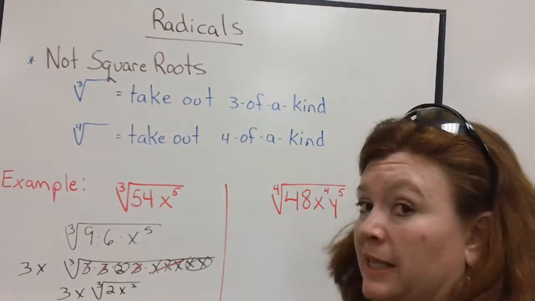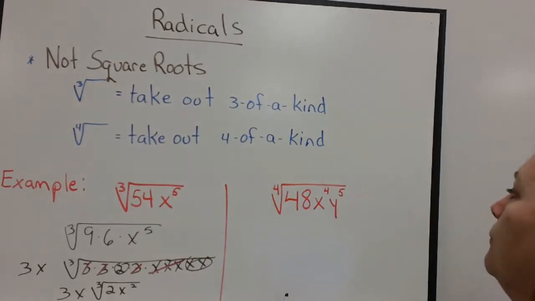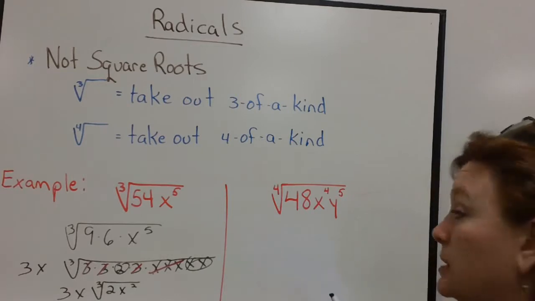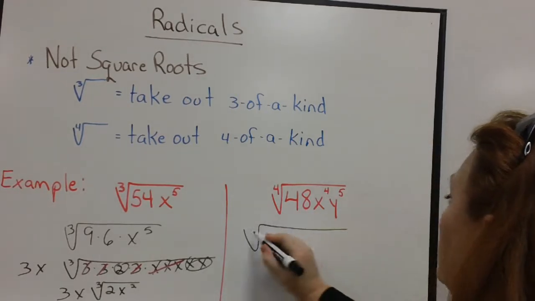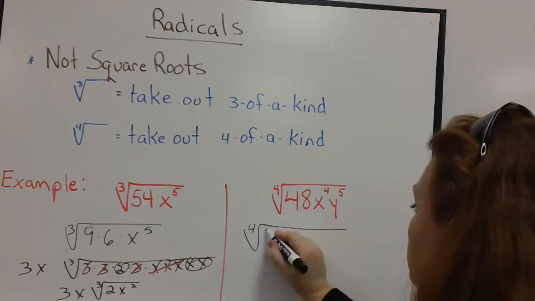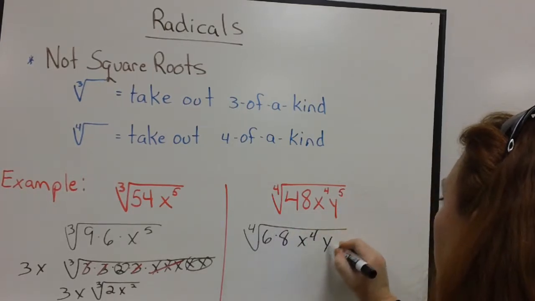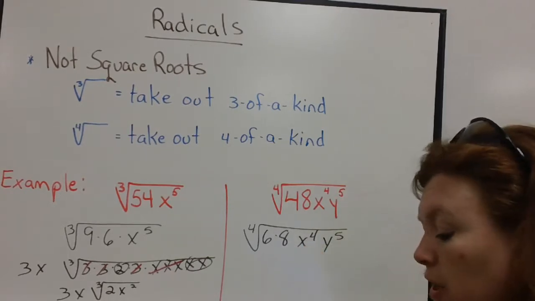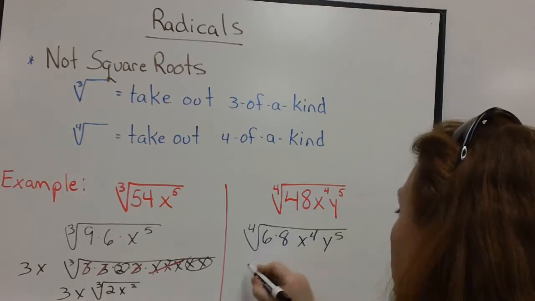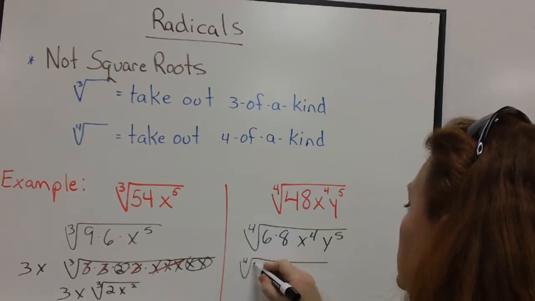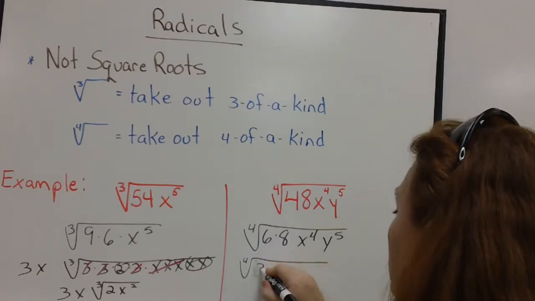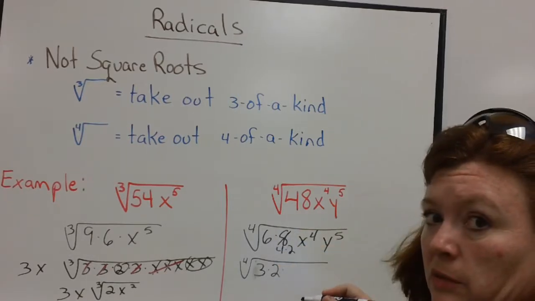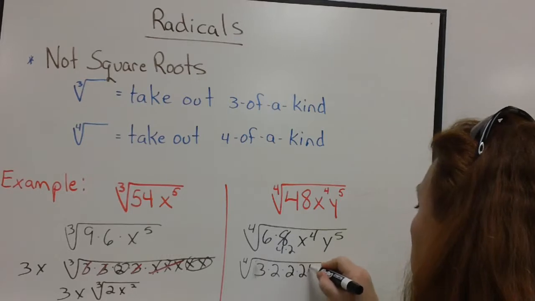Not too bad? Well, let's try again. Fourth root of 48x to the 4th y to the 5th. Uh-oh, I see a fourth root. That means I'm looking for 4 of a kind. All right, let's break it down. 48 is 6 times 8. And that's one way. If you thought 24 and 2, or 4 and 12, you should get the same answer when you're done breaking all the parts down. Okay, 6 is 3 times 2. 8 is 4 times 2. And 4 is 2 and 2.